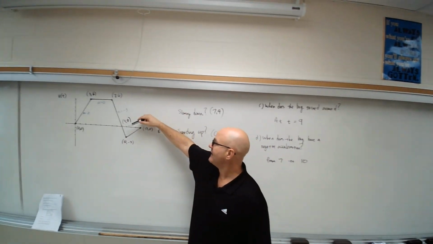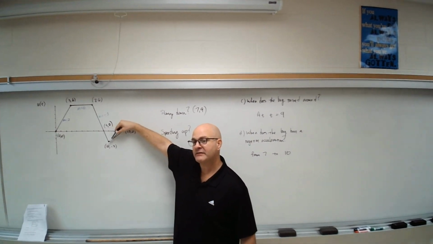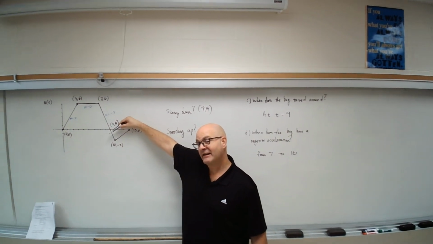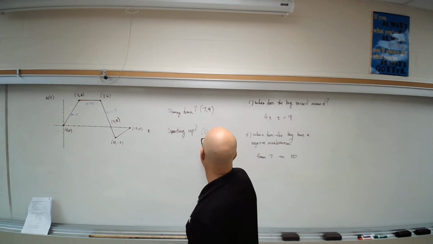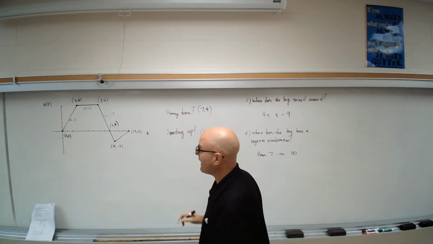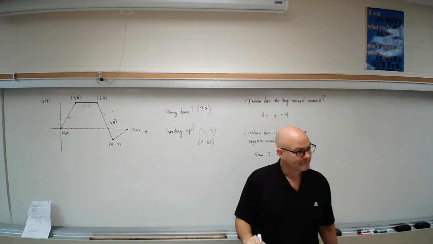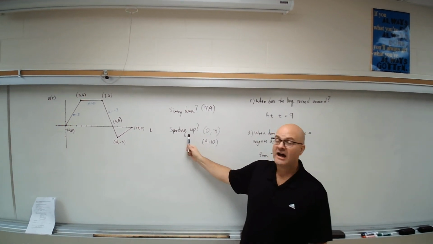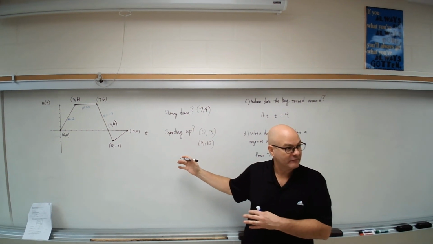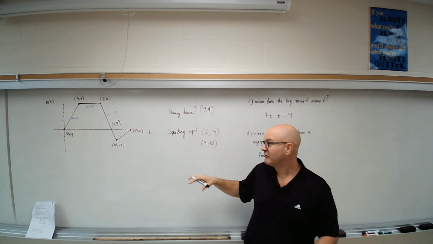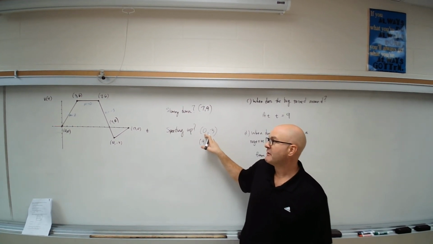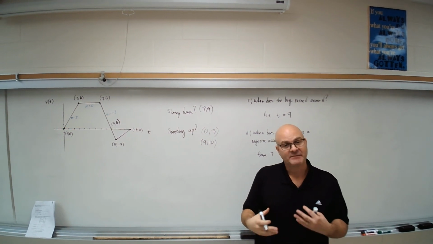Now what about from 9 to 10? Is the slope still negative? Is the velocity now negative? Yes, so there it's speeding up from 9 to 10, right? Because the signs are in agreement. They're both negative. Velocity and acceleration are both negative, it's speeding up. From 0 to 3, they're both positive, it's speeding up.